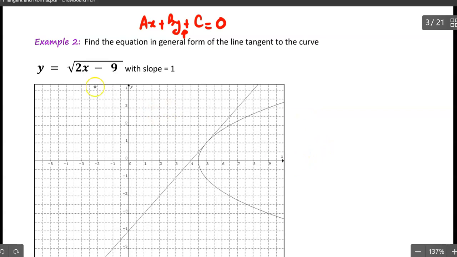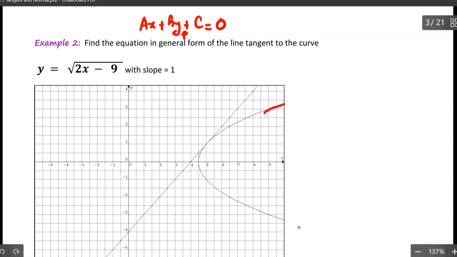So I am having y equal to the square root of 2x minus 9. This square root represents that I have a parabola open to the side. So square root of 2x minus 9 is open to the side, is this parabola right here. So let's trace the steps for this parabola. I have this one.